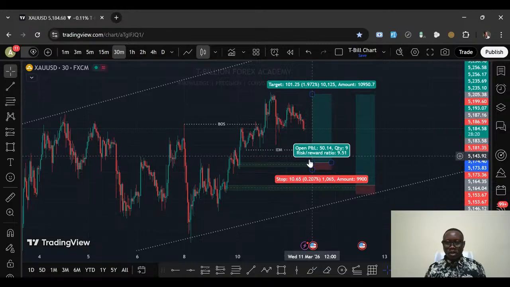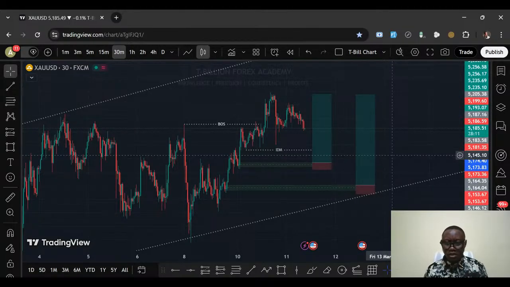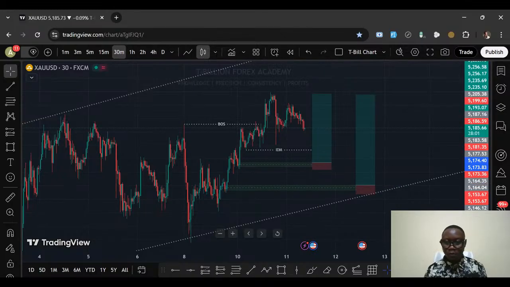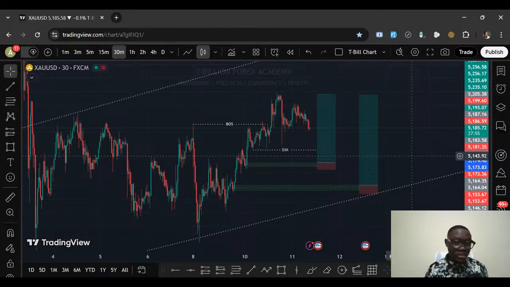So this is it basically on gold. We'll wait patiently for price to get to these zones and take our trade accordingly. I'm going to share these coordinates on the free signal Telegram channel, as I'll be dropping the signal there as soon as price gets to our zones.